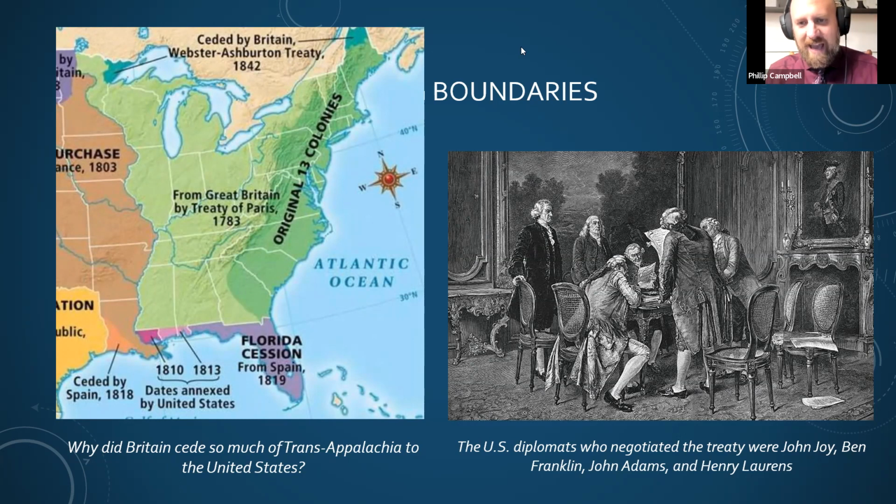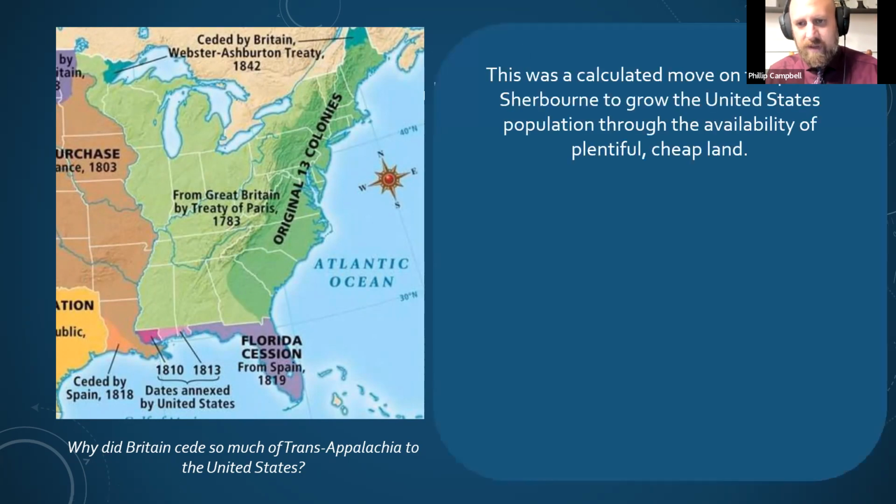Well, it actually has to do with money. This was a very calculated move on the part of Shelburne to grow the United States through the availability of plentiful, cheap land. See, Shelburne knew that if Britain gave all this to the United States, settlers would go out there and settle the land. They would farm it, and they would start trading.